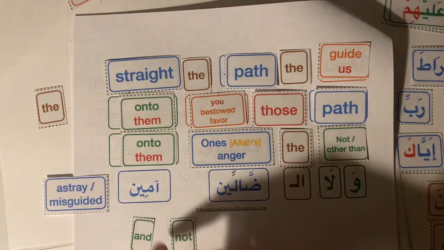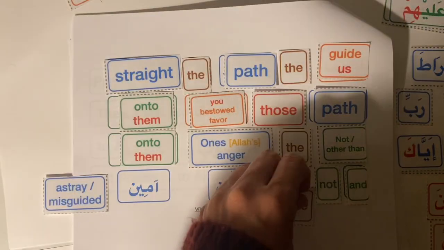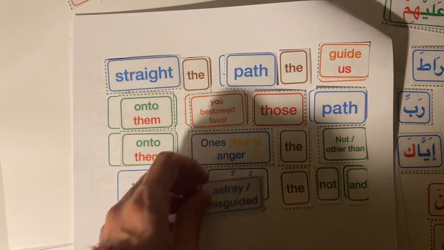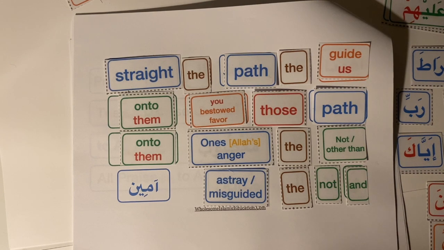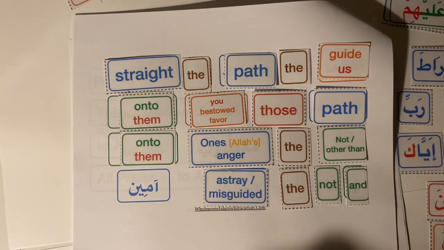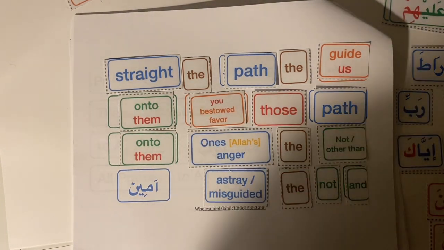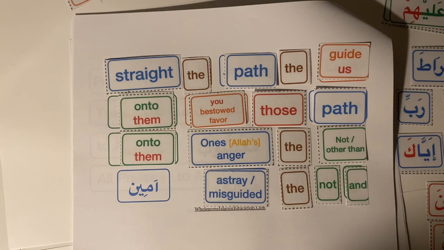Wa la adh-dhallin. Wa is and, la is not, and then the is al, then dhallin, the ones who are astray or misguided. And of course, Ameen, you can take time with every ayah in order to explain to your students, like guide us to the straight path. Okay, what is the straight path, right? How do we go on this straight path? By following the Quran and Sunnah, right? The path of those you bestowed your favor onto. So we know that guidance from Allah subhanahu wa ta'ala is a favor that is bestowed upon us.